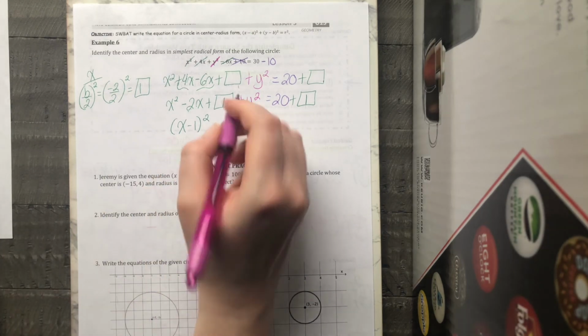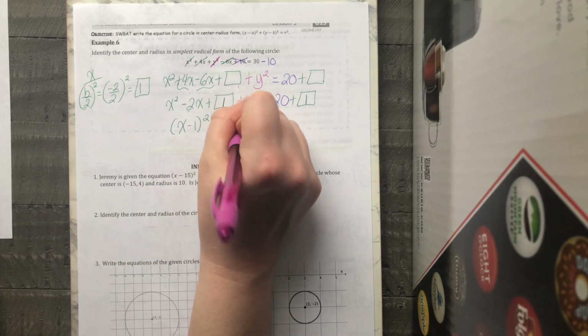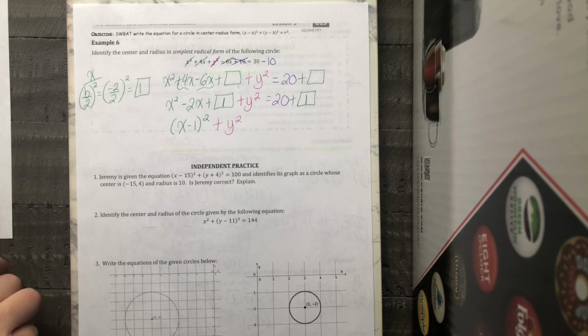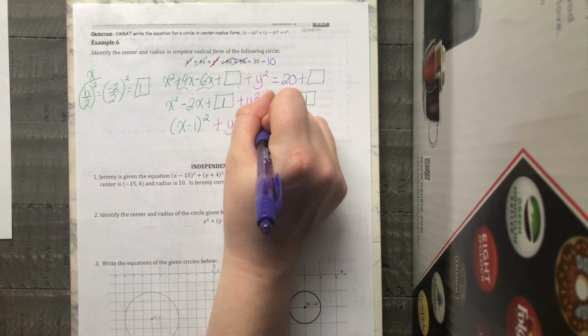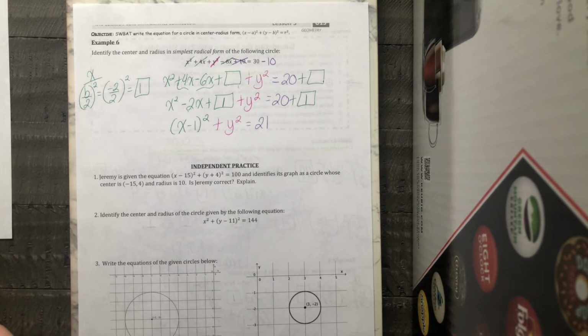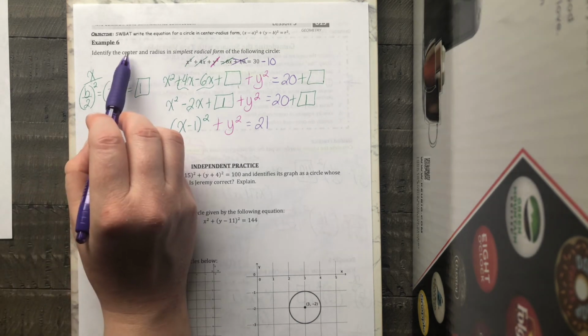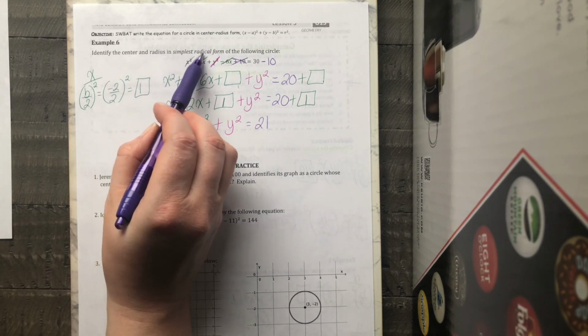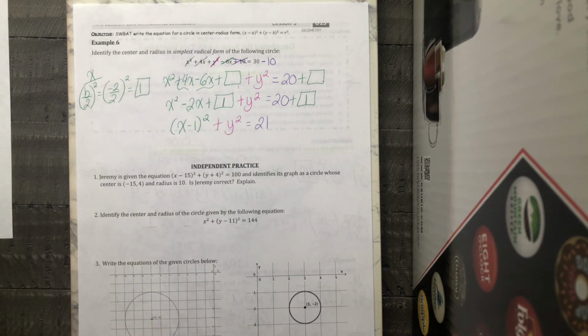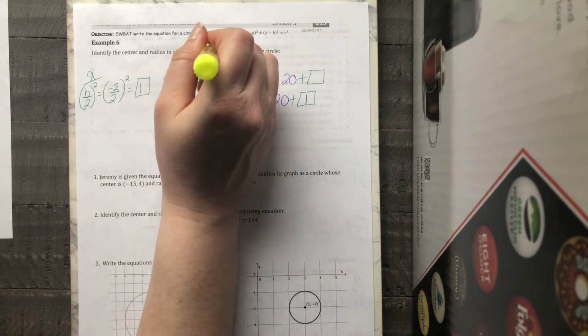Okay, same thing. I'm going to bring down my y squared because that's all there was. And I know that 20 plus 1 is 21. All right, and then I'm done. I have to identify the center and the radius in simplest radical form. I'm going to highlight that because it's super important.